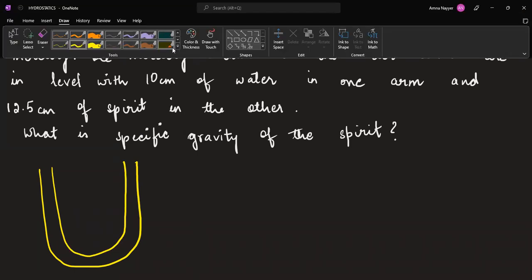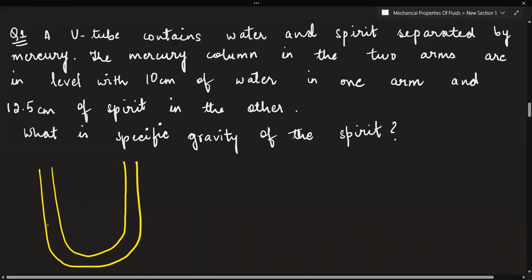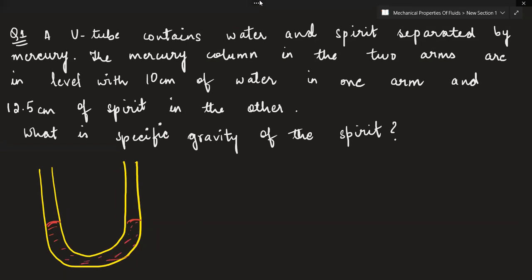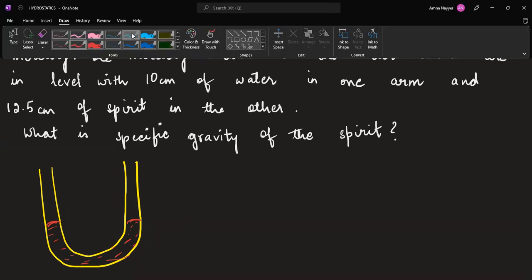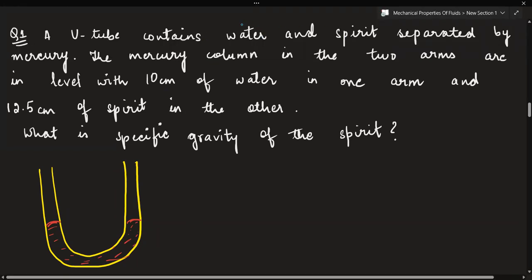See, the question says that a U-tube contains water and spirit separated by mercury. So let's say this is the mercury level. This whole is the mercury, and it has separated two liquids, two fluids.